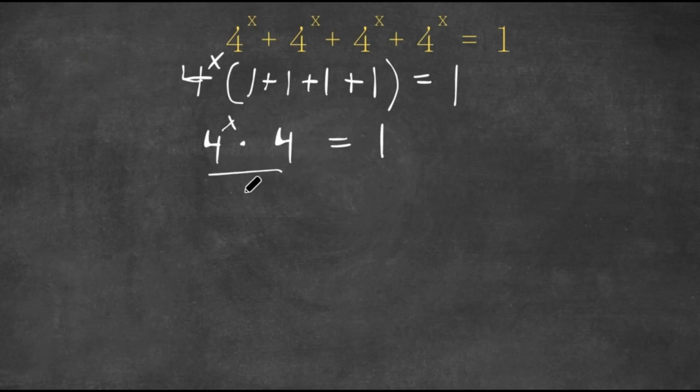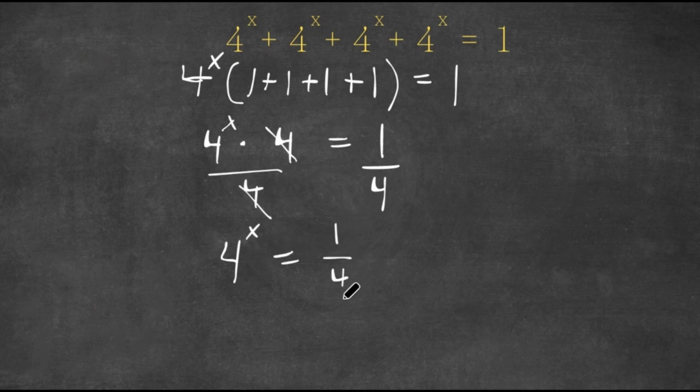Now I'm going to go ahead and divide both sides by 4. So then these two would cancel out, and I would be left with 4 to the power of x is equal to 1 over 4. So now if we have, let's say, a to the power of negative 1, this is equal to 1 over a. So in this case, we have 1 over 4, and we can think of 4 as a. So 1 over 4 is the same thing as 4 to the power of negative 1.